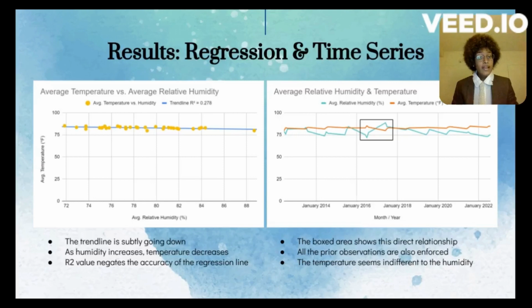Moving on to my time series graph, as you can see in the box area, we get an exact point that explicitly shows us a point where average temperature was increasing and relative humidity was decreasing, and later on, relative humidity was increasing while average temperature was decreasing, which again supports the relationship we established before.